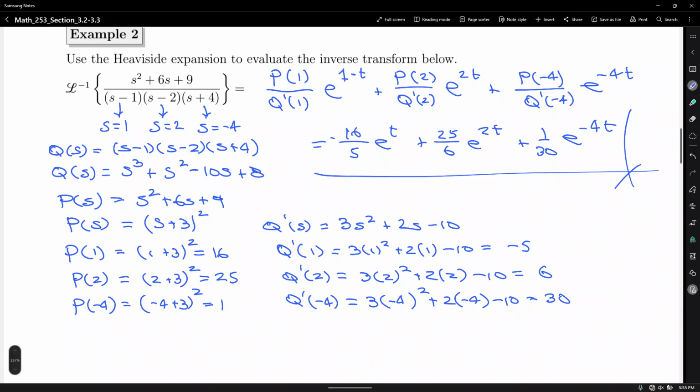But at least you guys have the beginning, which is the one that works nicely for the denominator having linear, non-repeated, distinct factors.